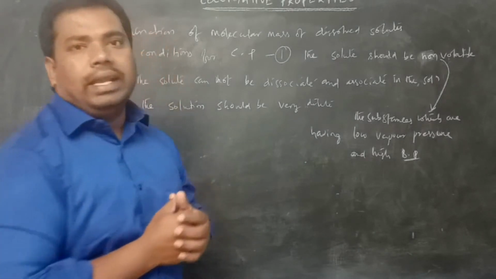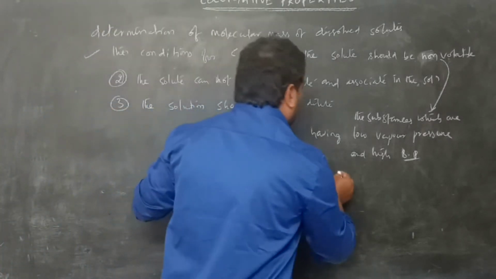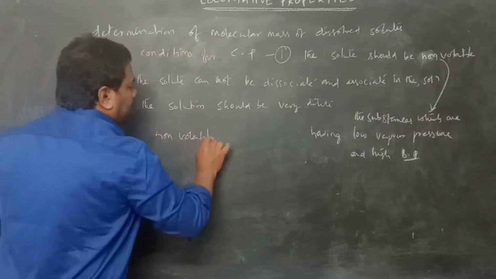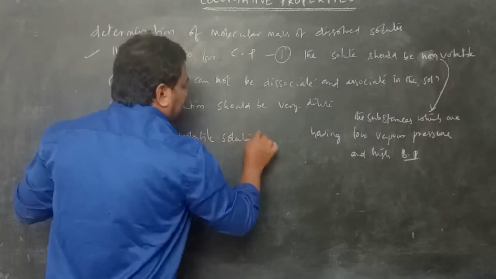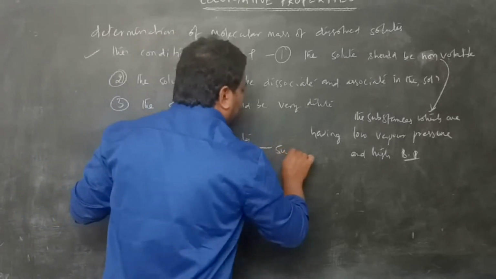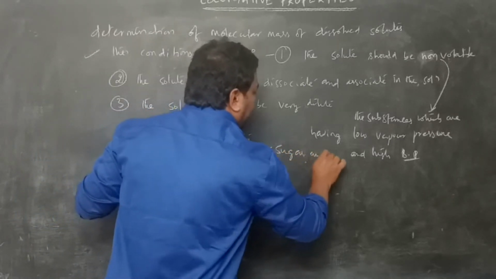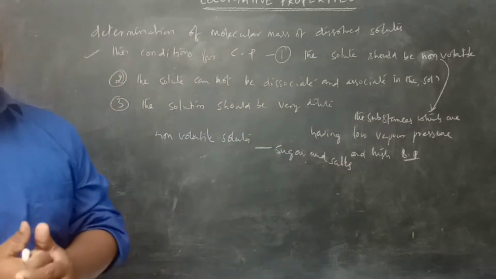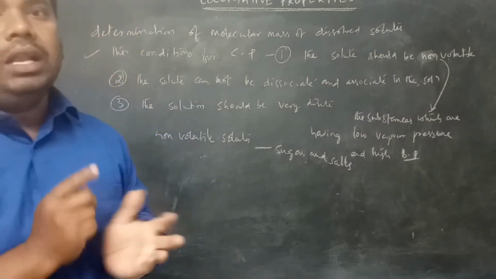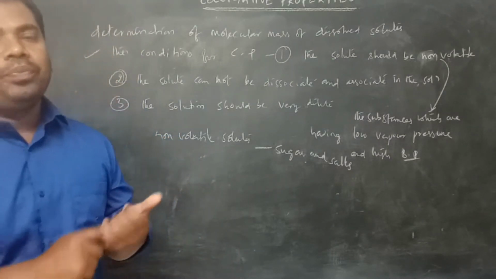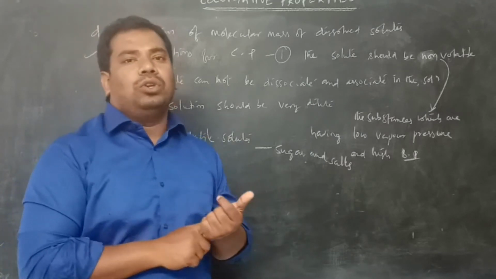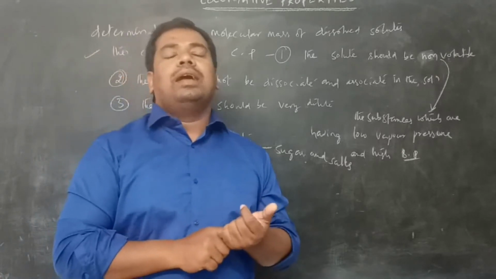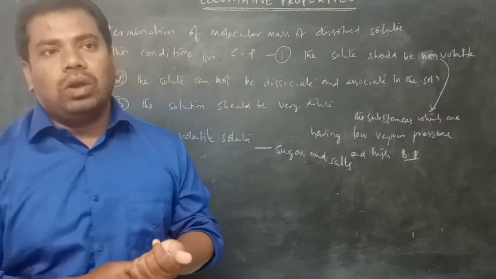Okay, so what are the examples of non-volatile solutes, student? Examples are sugar and salts. Sugar and salts are the best examples of non-volatile solutes. So what is a non-volatile solute? Nothing but the substances which have low vapor pressure and high boiling temperature, student.